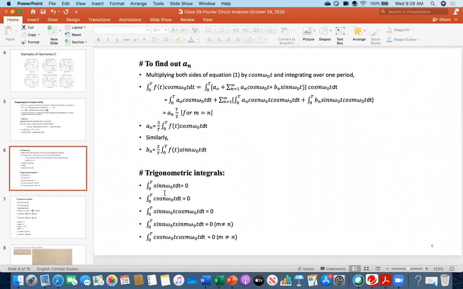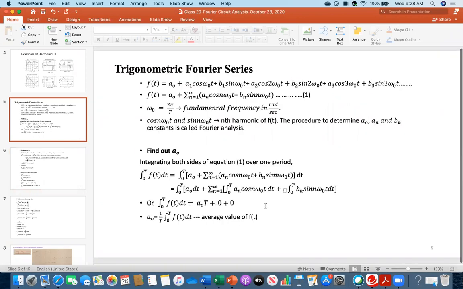So here you see the integral from 0 to T of sine n omega naught t dt is 0. Cosine n omega naught t dt is also 0. Accordingly, as I was saying, using this function, it will give you 0, and this function will give you 0. Therefore, only this term remains, this is a naught. And you all know that after integration, you will be getting T.